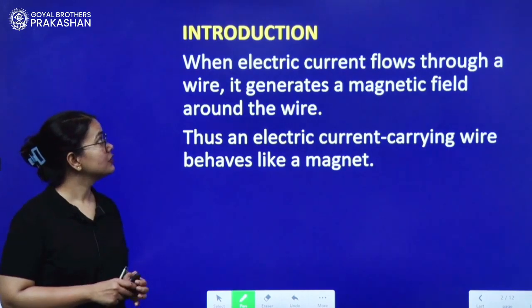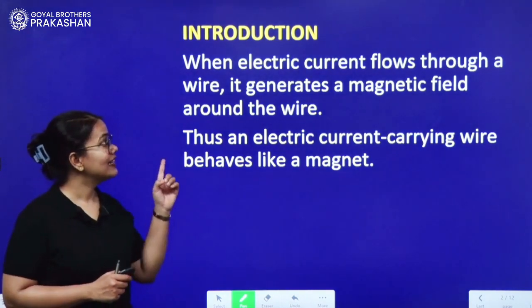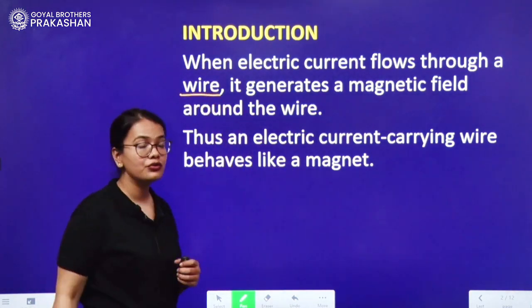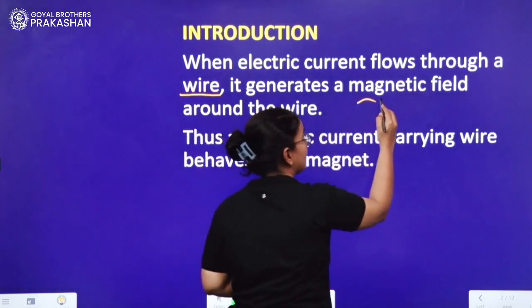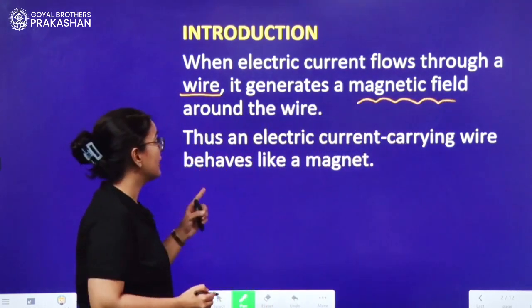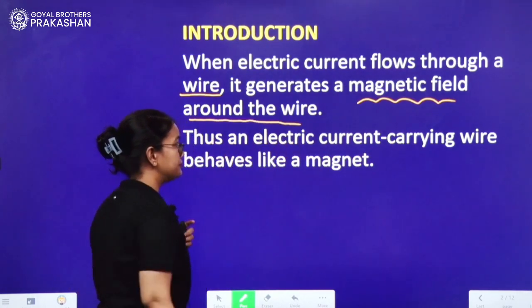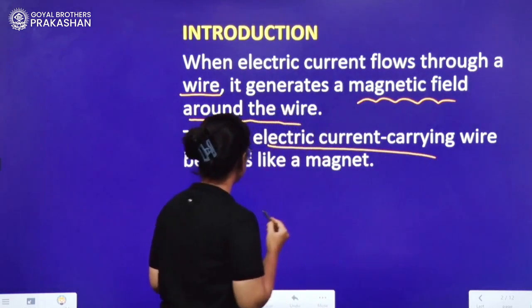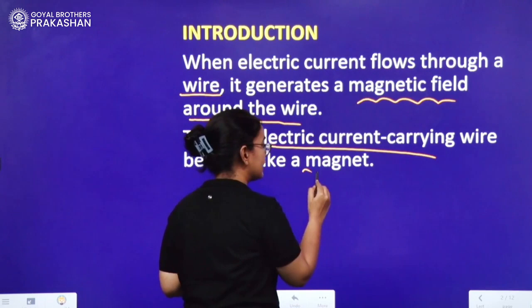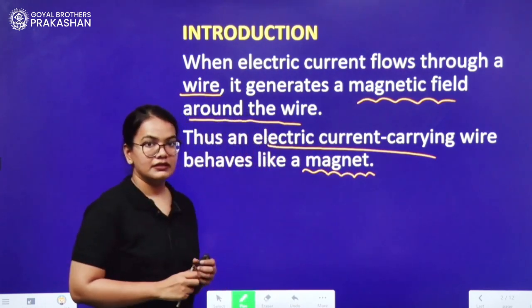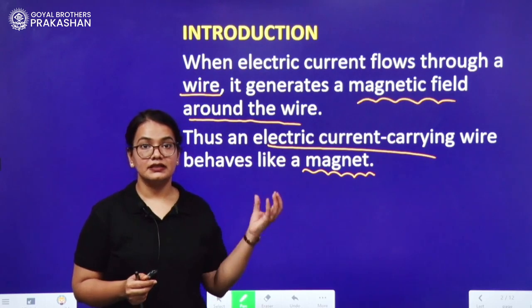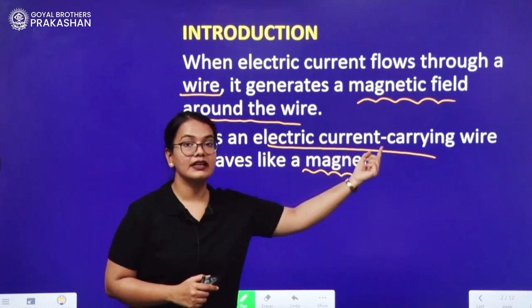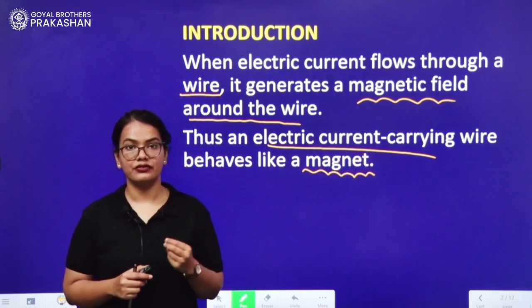Let us begin. First, we'll discuss that when electric current flows through a wire, it generates a magnetic field around the wire. Thus, an electric current carrying wire behaves like a magnet. Some of the properties of magnetism are acquired by this electric current carrying wire. That is the effect of the current, right?